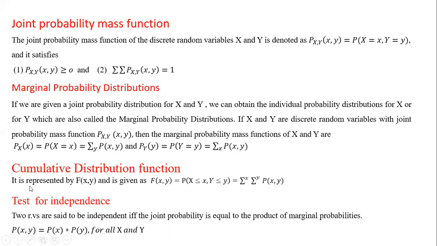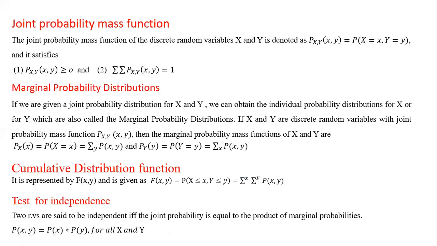Now, the cumulative distribution is represented by capital F(x,y) and defined as F(x,y) equal to the probability of X less than or equal to small x and Y less than or equal to small y, which is nothing but the summation over x and summation over y of p(x,y).